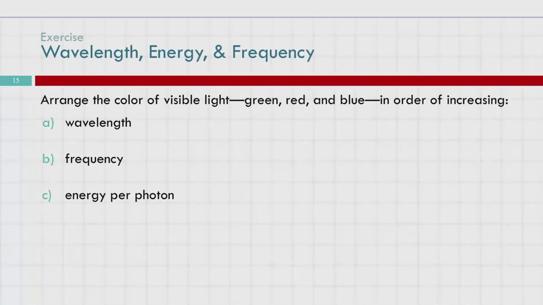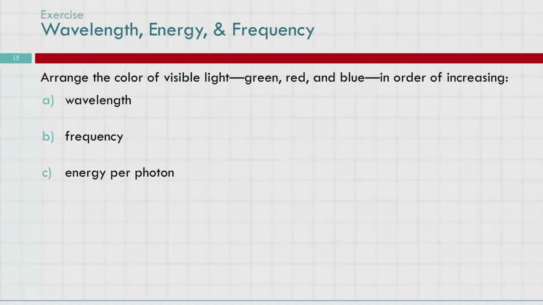All right, let's arrange the colors of visible light, just three of them, green, red, and blue, in order of increasing, so smallest to biggest, wavelength, frequency, and energy per photon. And I will give you some time to work through this. Remember what we were thinking about ultraviolet light. Remember what we were thinking about the way that the colors are laid out and where they fall on the rainbow, and see if we can come up with the correct answers. Please discuss with your neighbor.